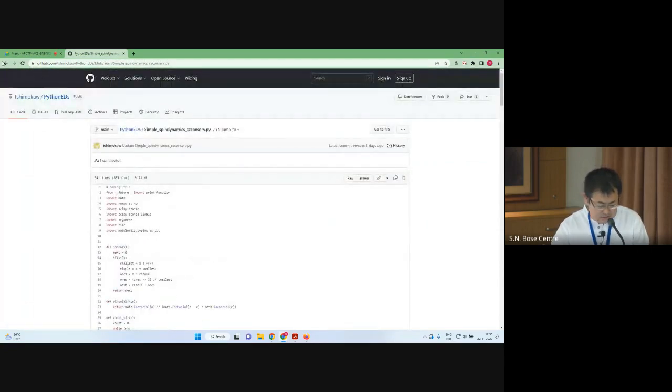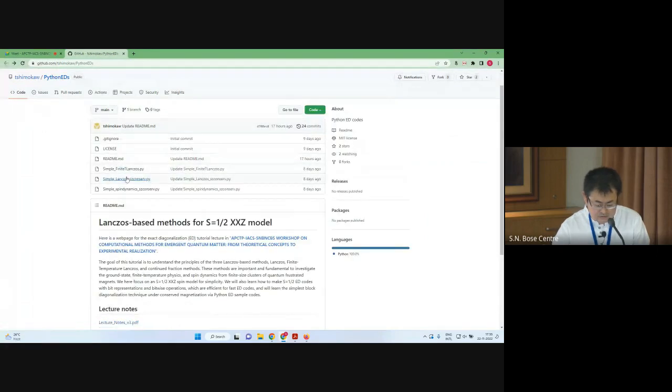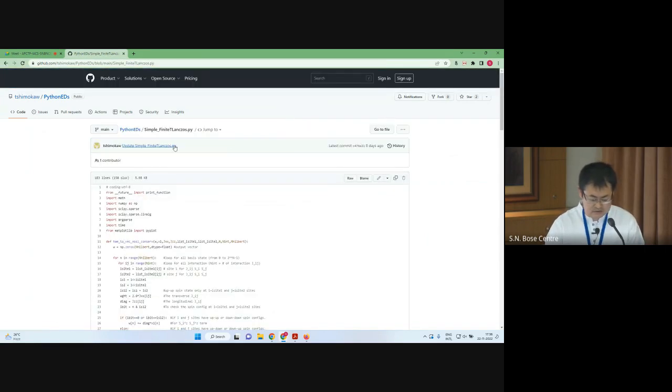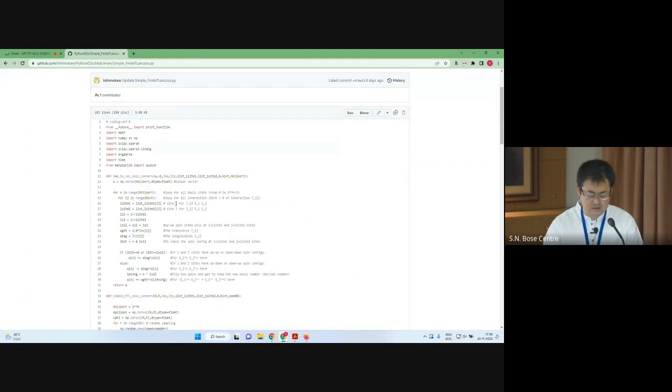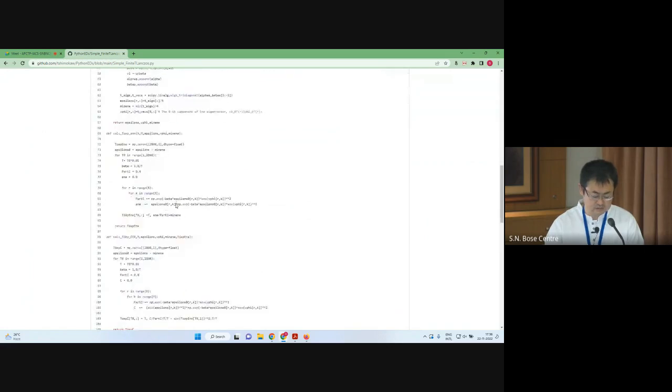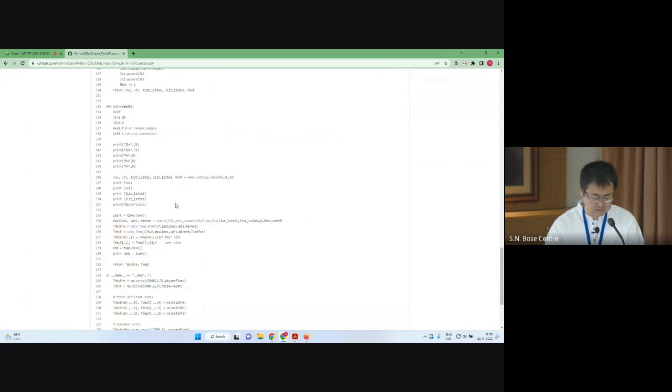My finite temperature Lanczos code is written without any symmetry. But for the Lanczos method and continued fraction spin dynamics method, the codes are written using the magnetization conservation. So I think the simple finite temperature Lanczos Python code is the simplest one. I can recommend you to read the inside of this code first.